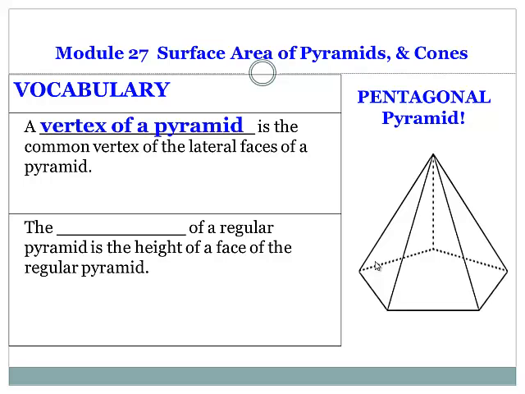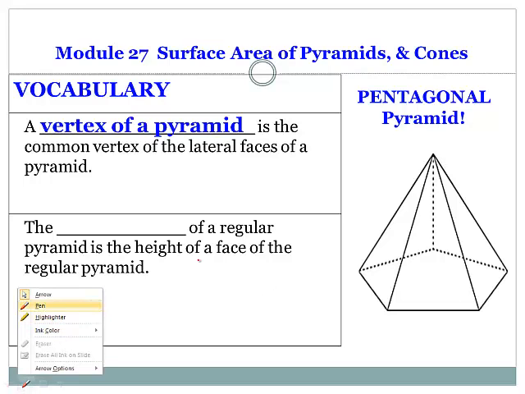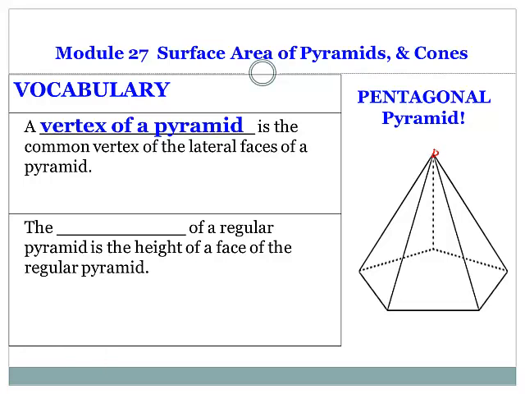A vertex of a pyramid, which is a special part of the pyramid, is the common vertex of the lateral faces of the pyramid, the faces that actually go up and down. Lateral faces, and they all come to a point. That would be called the vertex of the pyramid, which occurs right here. Here's your vertex.